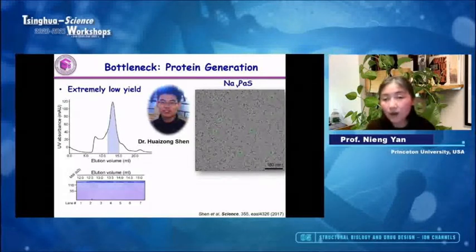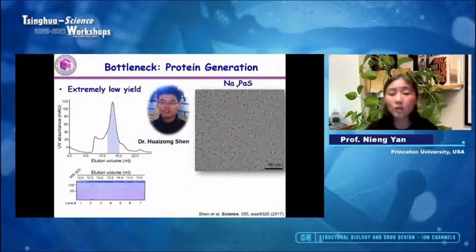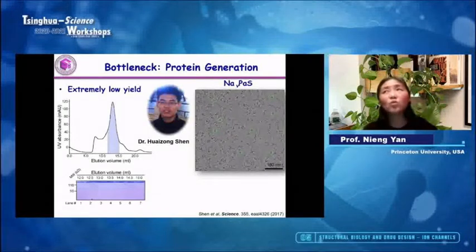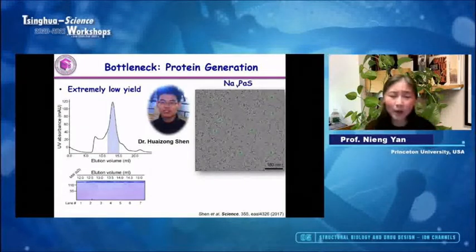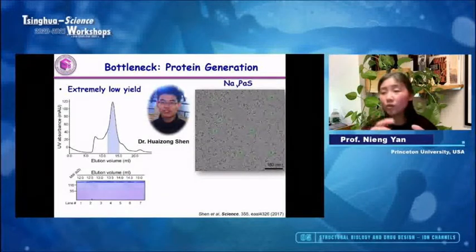So the first bottleneck for structure determination, as I said, was to obtain proteins that are suitable for cryo-EM imaging. For a long time, we've been struggling with human proteins. Then a very talented graduate student, Huaizong, who is now a principal investigator at Westlake University, came up with an idea. It's so difficult to get these proteins. Maybe it's because of the intracellular domains.